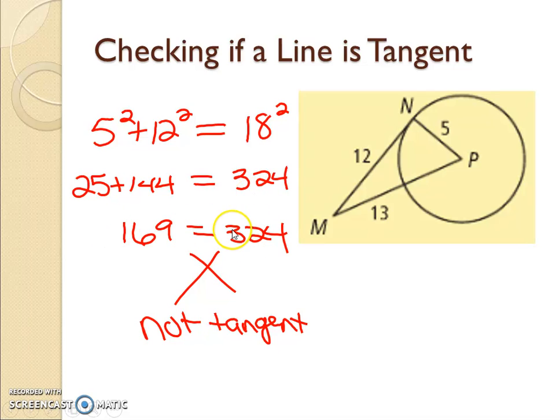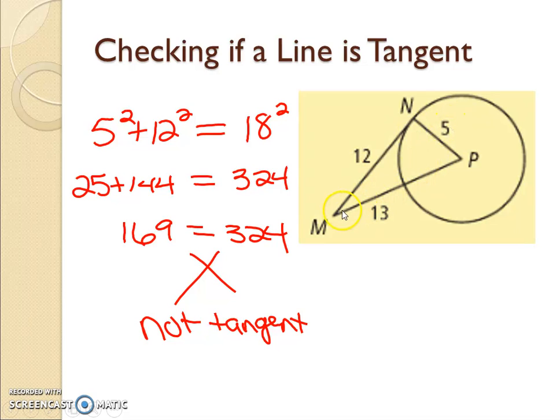324, they're not equal to each other. And this is not a right triangle. So this is not a tangent. This line, MN, this line 12, is not tangent to this circle. So that's not tangent. So you have to prove using the Pythagorean theorem. These two, when you add, have to equal c squared.